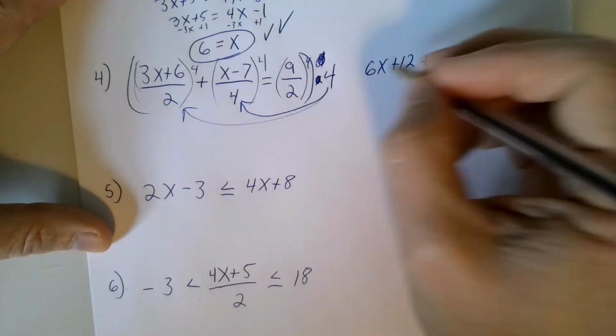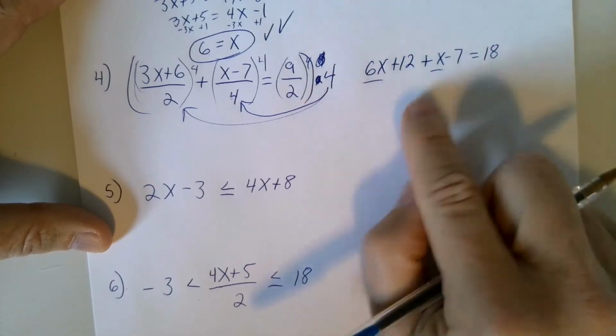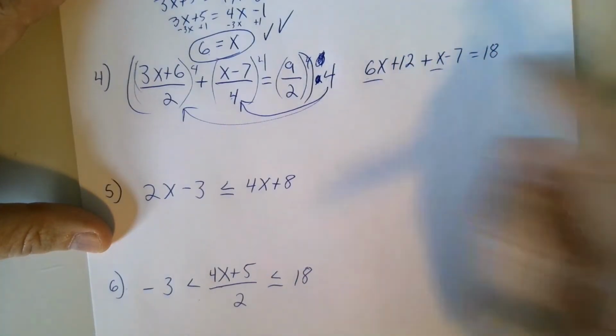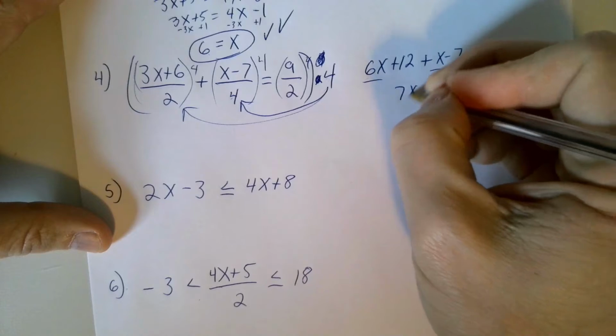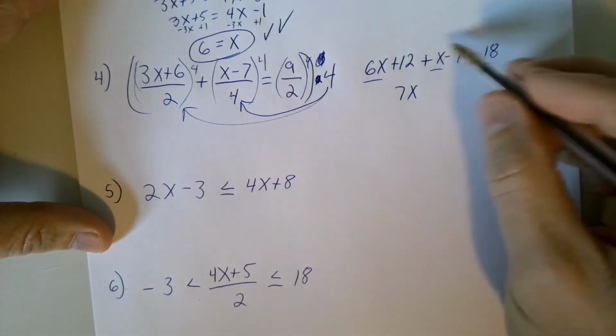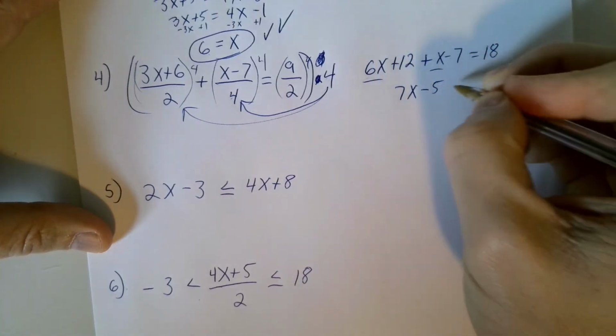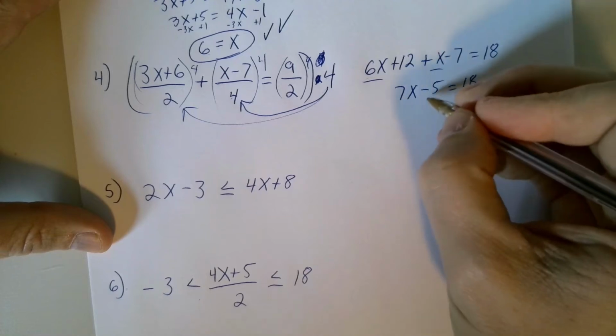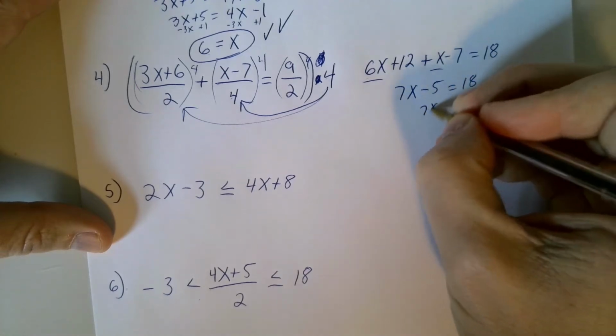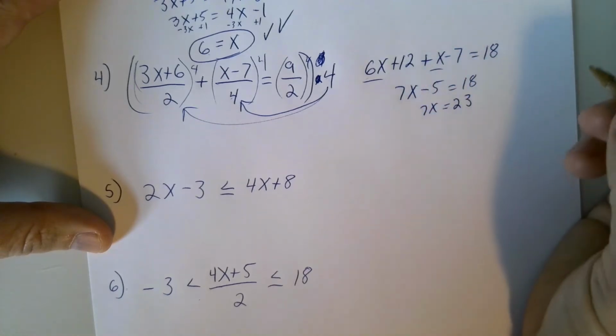Now I'm going to combine like terms, 6x and x. They're on the same side of the equal sign, so they can just go together. I don't need to move them across. And then 12 and negative 7 is minus 5 equals 18.